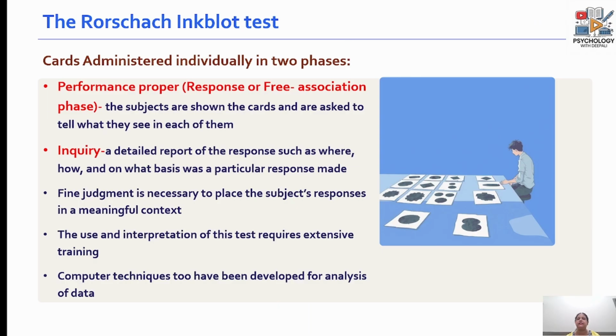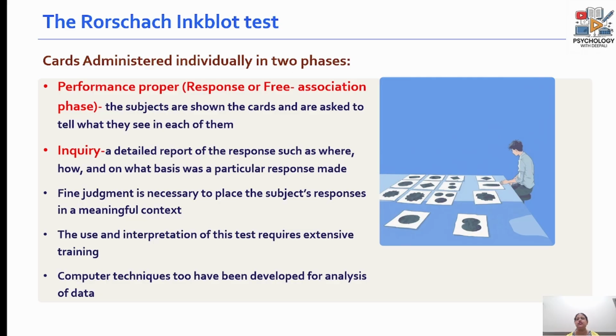Now, there are two phases in which the entire testing procedure is conducted. First phase is called the performance proper phase. It is also called the response phase or the free association phase. This is the phase where they are shown the cards and they are asked to tell what they see in each of them. Then it is followed by inquiry, which is a detailed report of the response, such as where did you see that particular object, which part of the card, and on what basis did you make that response? What is it about that part of the card which made you feel that this looked like that particular object?